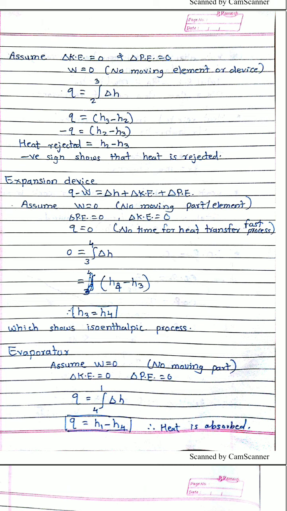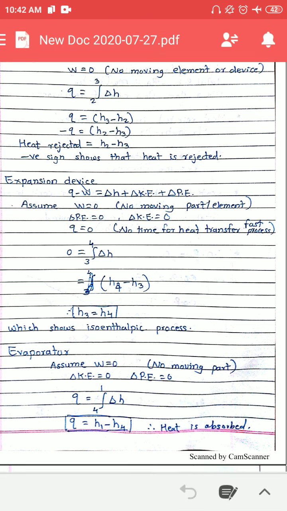Now if we take the fourth part, that is the evaporator. In the evaporator, there is no moving part, so work done is again 0. The evaporator does not move, so change in kinetic energy is 0. The evaporator is placed at the same height, so change in potential energy is 0. So in the evaporator, what will happen? There is a constant pressure heat addition process.